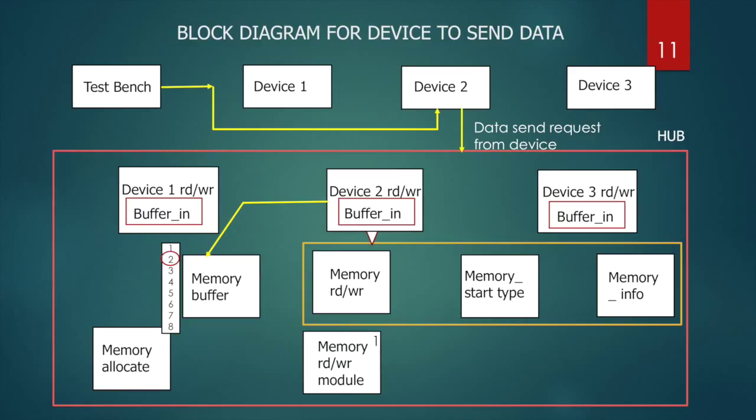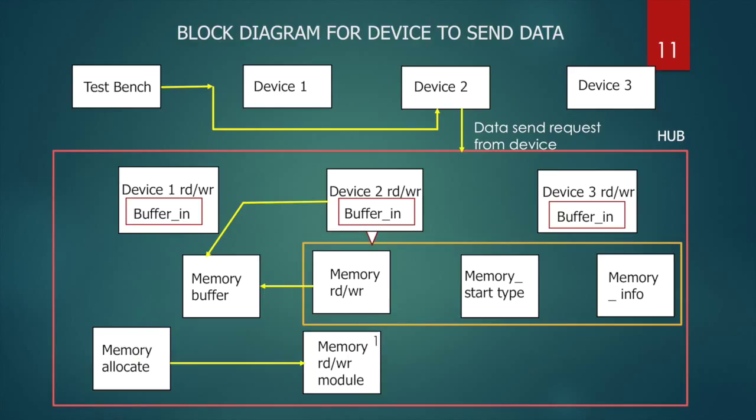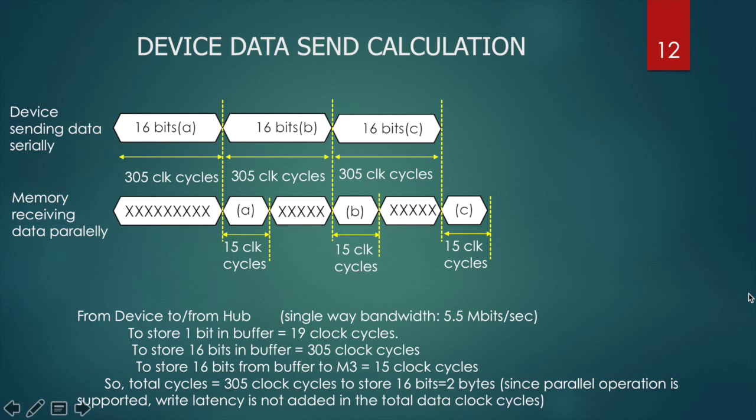And memory allocate works parallelly with write buffer, that is, while bytes are being transferred in the buffer, the memory allocates, searching for the empty memory and the start location where the upcoming data from the device can be stored, and gives the information to the memory read write module, which then sends a signal to the selected memory and data is stored in the memory. Here we show the device data sent calculation.